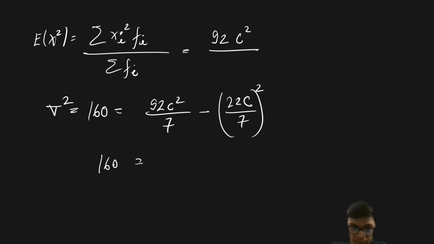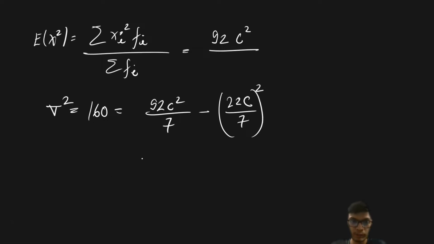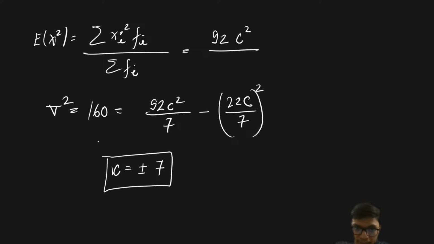So here it is basically equal to 160. If you just try to solve it, it's going to be a second degree equation, right? If you try to solve it, it's going to be very simple. So c square is coming out as 49, and from that you will get c as plus minus 7, right?